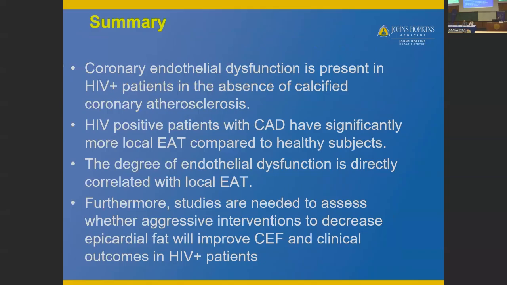So to summarize, we found in our studies that coronary endothelial dysfunction is present at a very early age in people with HIV, even in the absence of calcified atherosclerosis. A lot of the coronary endothelial function that we were seeing was directly related to epicardial adipose tissue, as well as subcutaneous adipose tissue. And we thought that further studies may be needed to assess whether interventions targeting the metabolically active fat can improve vascular health in HIV.